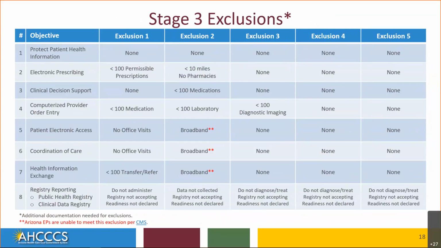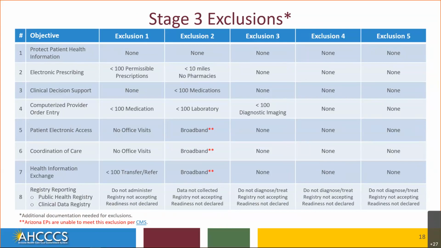This table summarizes all the different exclusions that are allowed. For each of the objectives, keep in mind that if a provider does claim one of these exclusions, they will need to potentially submit additional documentation to support that the provider meets that exclusion. So when you're going through the attestation and EPIP, make sure you go ahead and ensure that you have documentation to support that you meet one of those exclusions.